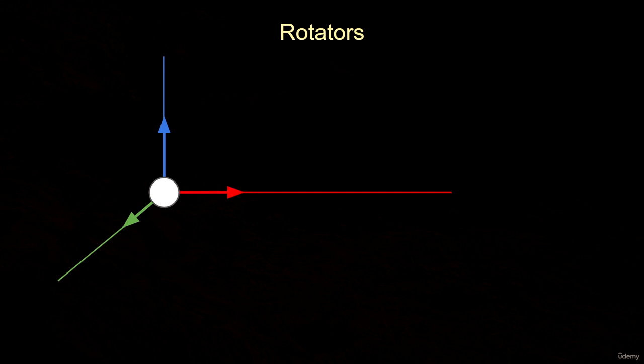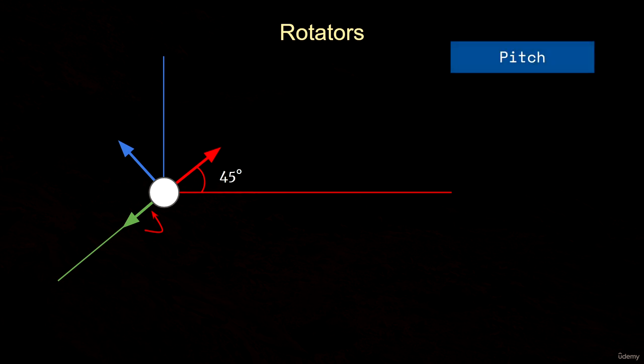Now, let's say that we take this object and we tilt it by 45 degrees up. Now, notice that its x-axis and its z-axis are now tilted. They're no longer aligned with the world x and z, but its y-axis hasn't changed. It's still aligned with the world y-axis. So essentially, we've twisted this object about the y-axis. What we've done here is we changed the object's pitch. Pitch is defined as the rotation about the y-axis for a given object. So as we twist this object about the y-axis, we're changing that object's pitch.